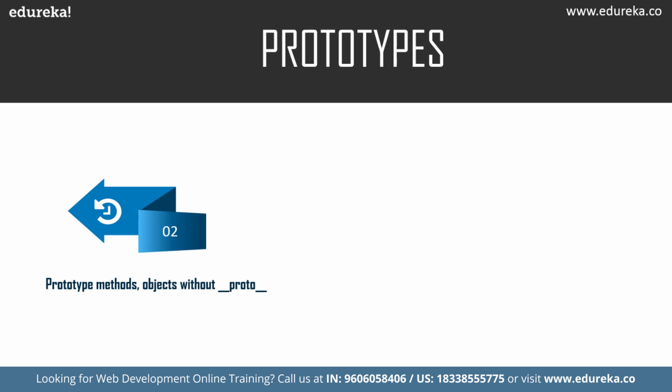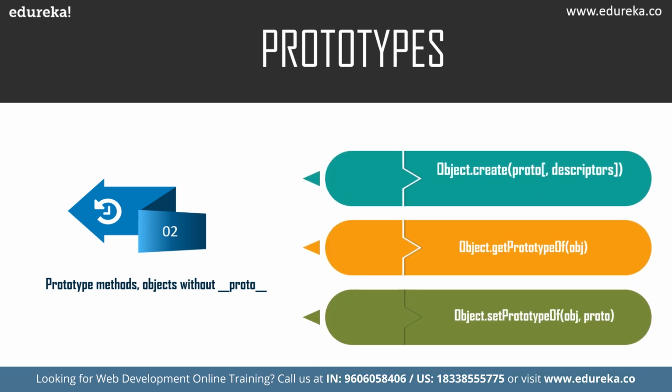In prototypal inheritance, we used __proto__, but this is an outdated method now. So here we will have a look at the modern methods to set up a prototype. The first one is Object.create(proto, descriptors). It creates an empty object with given proto as prototype and optional property descriptors.